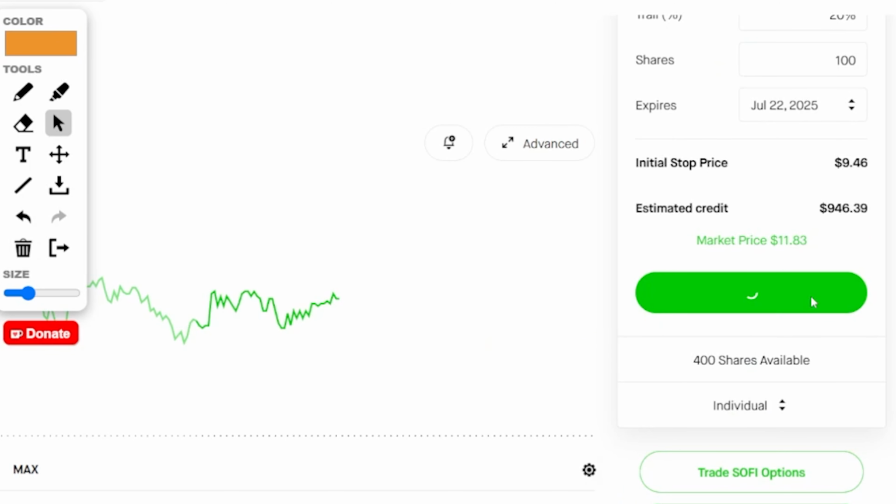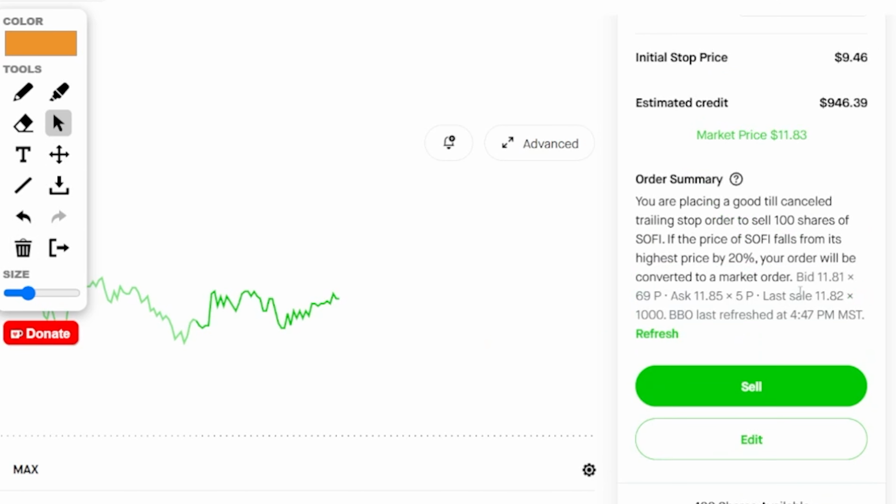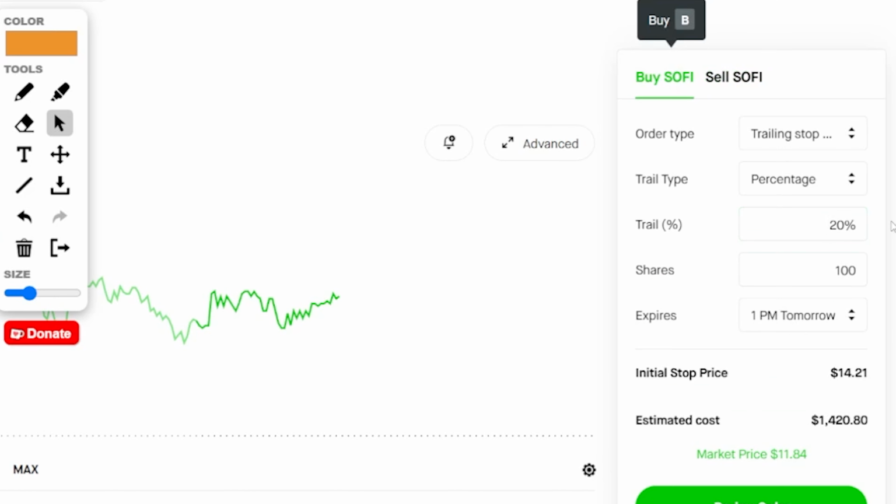If everything looks good, you can click on review here, and it goes over all of that again for you, and you can click on sell. Now, if you are on the buy side of this, just as a quick example, you can say, hey, if it goes up an additional 20%, I want to go ahead and make sure that we purchase that as well.